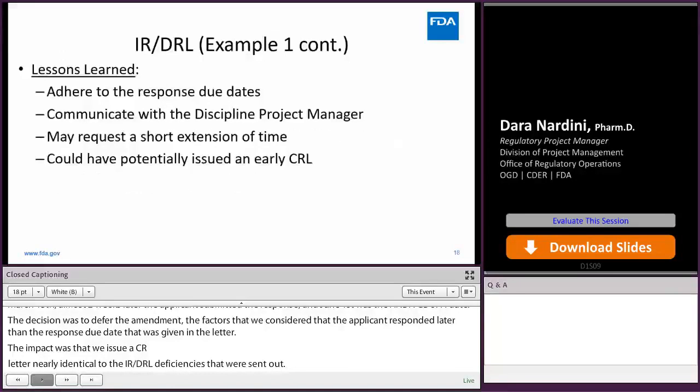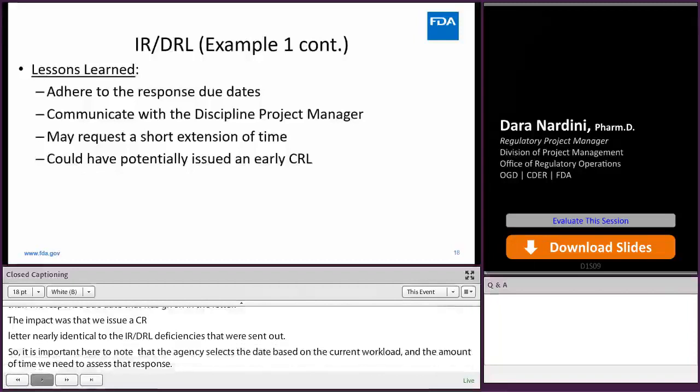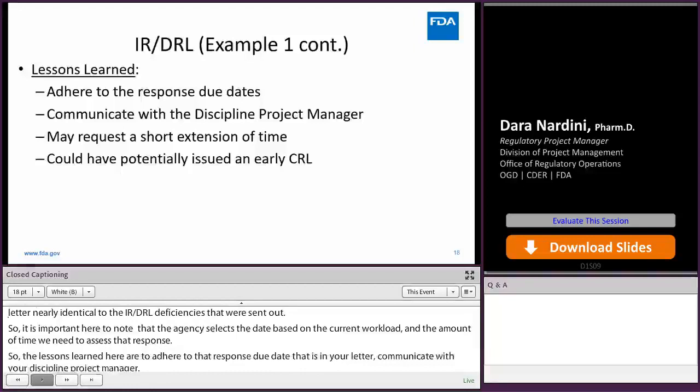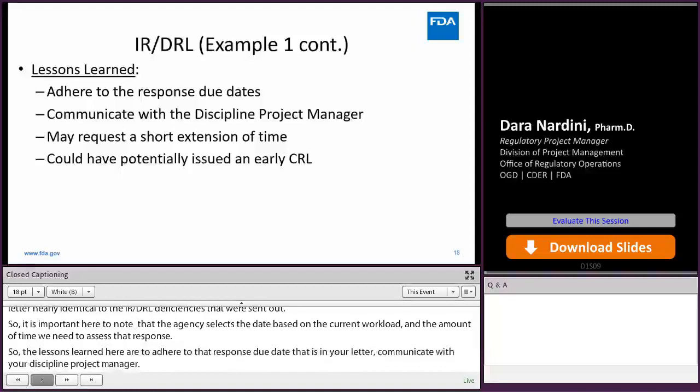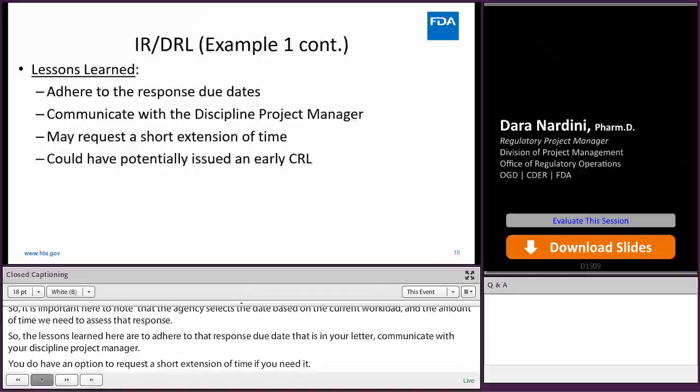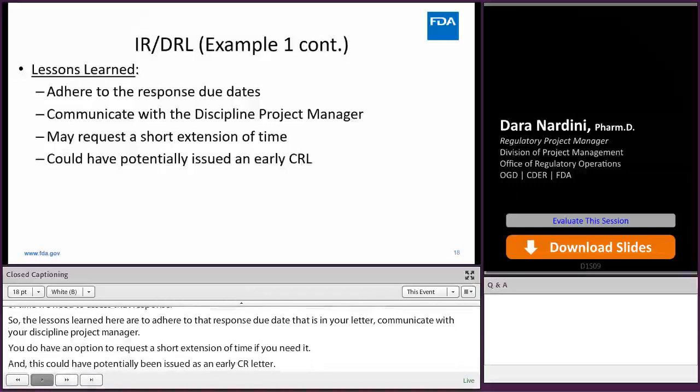So the lessons learned here are to adhere to that response due date that's in your letter. Communicate with your discipline project manager. You do have an option to request a short extension of time if you need it. And this could have potentially been issued as an early CR letter. So if you can't meet that date or address the DRL IR, inform your discipline project manager. That discipline project manager can work with the RPM and they can potentially issue an early CR.